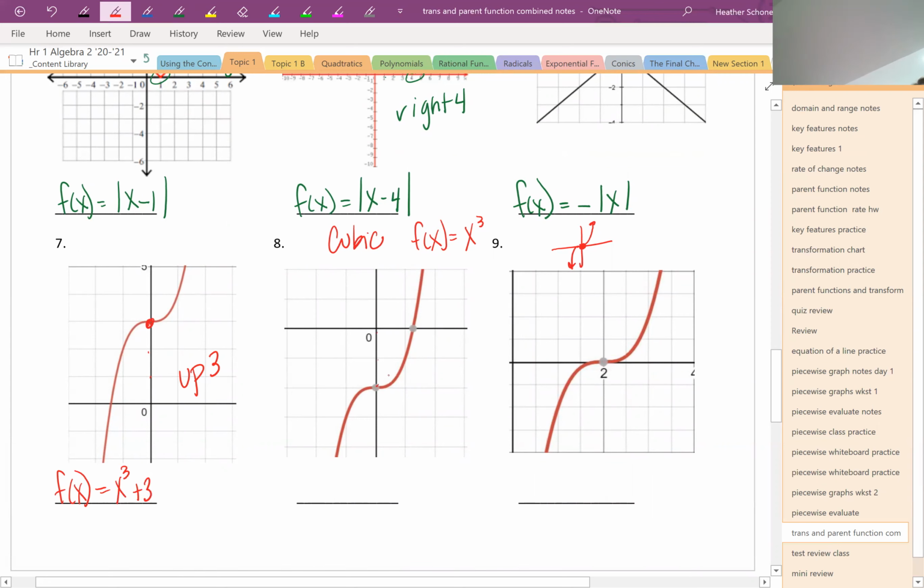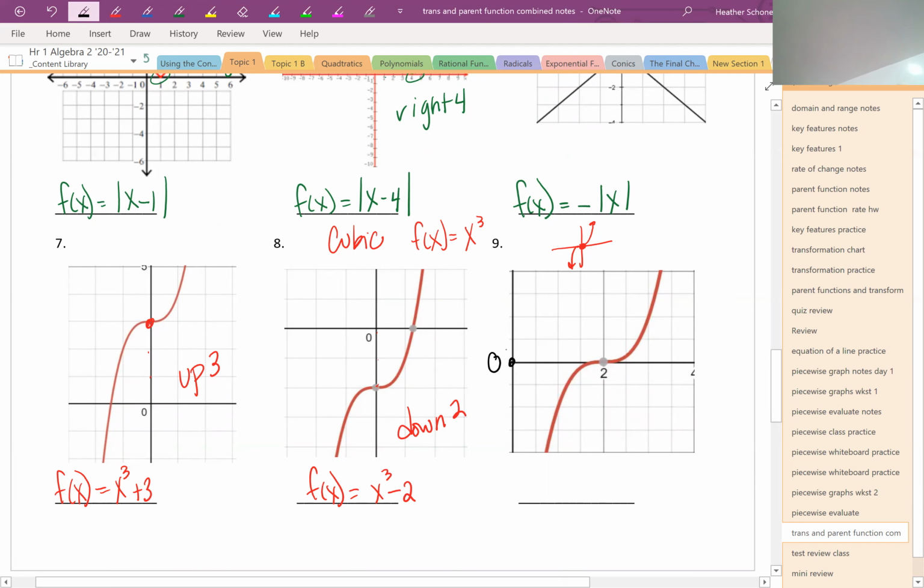Over here, it went down 2. When it's up and down, it's outside of the function. So it's going to be, here, let's write down 2 so we don't forget, f of x equals x cubed minus 2. Okay, this is a little odd, this bad copying on my part, but this right here is supposed to be 0, 0.